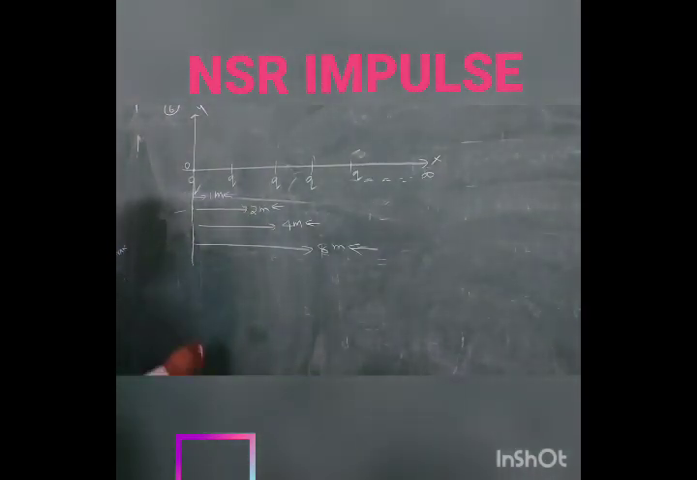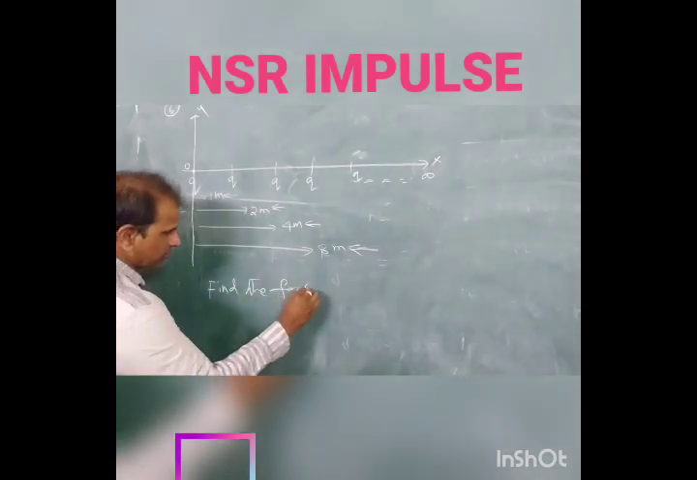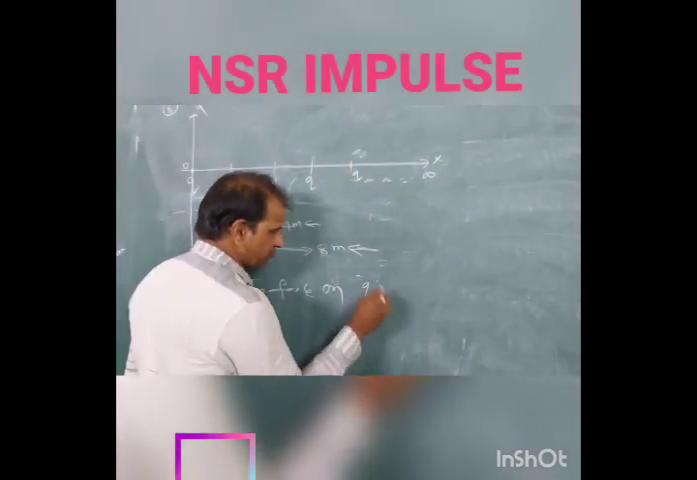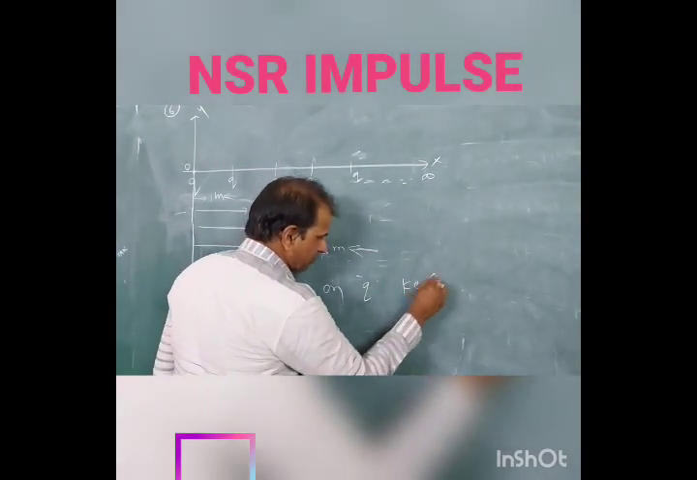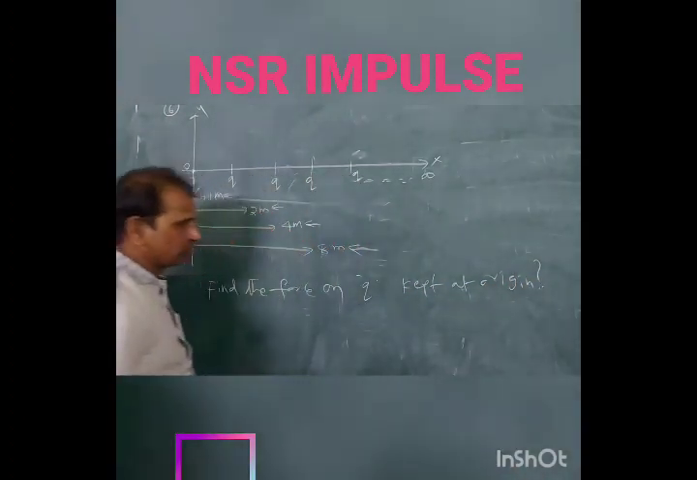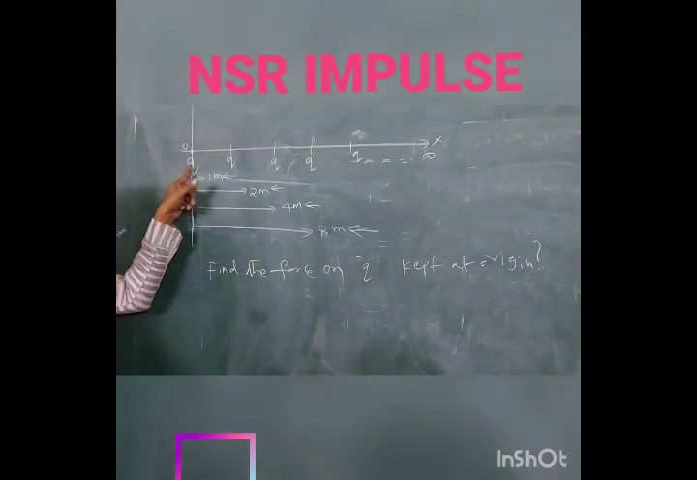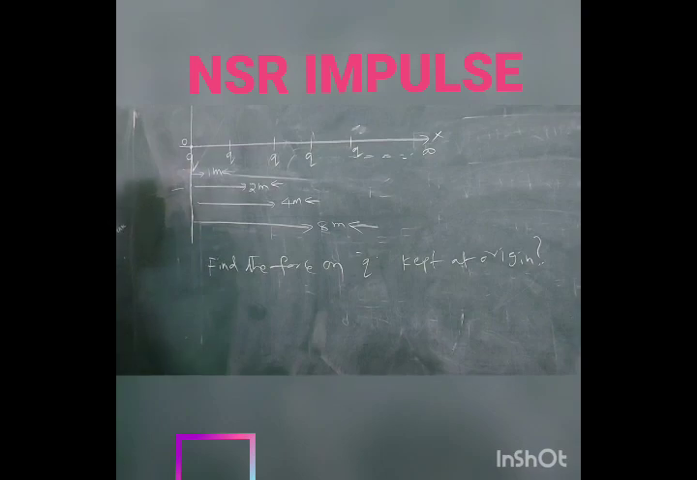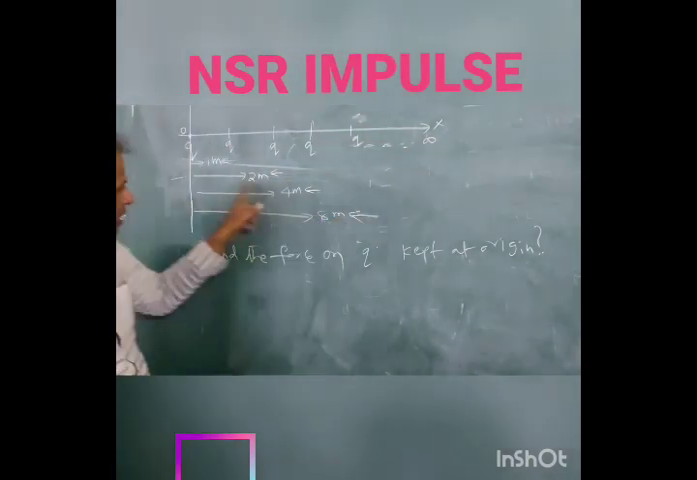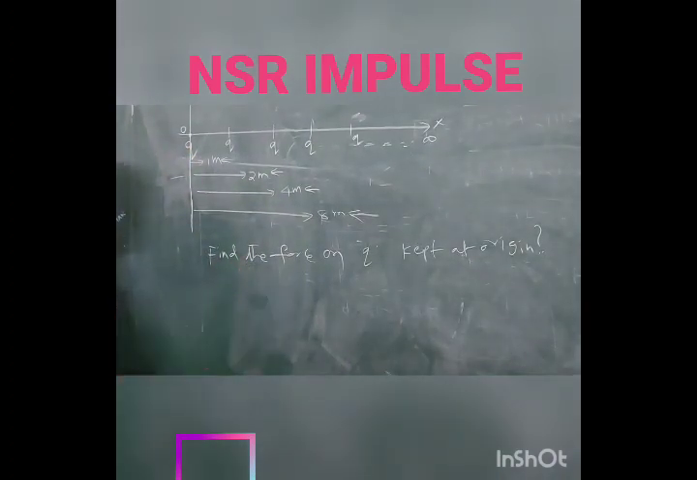Question asked is, find the force on Q charge, force on Q kept at origin. This is the question asked. We have to find the force on which charge? Q charge, which is kept at the origin. Due to all these charges, infinity charges will apply force on this particular charge. That force we have to find.